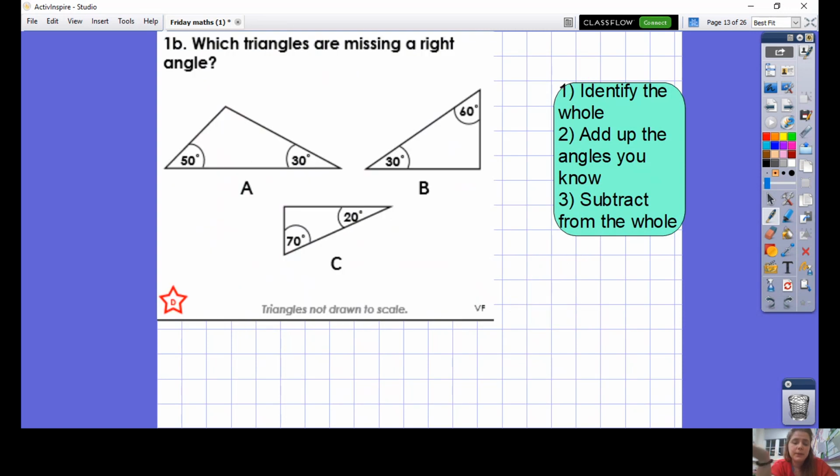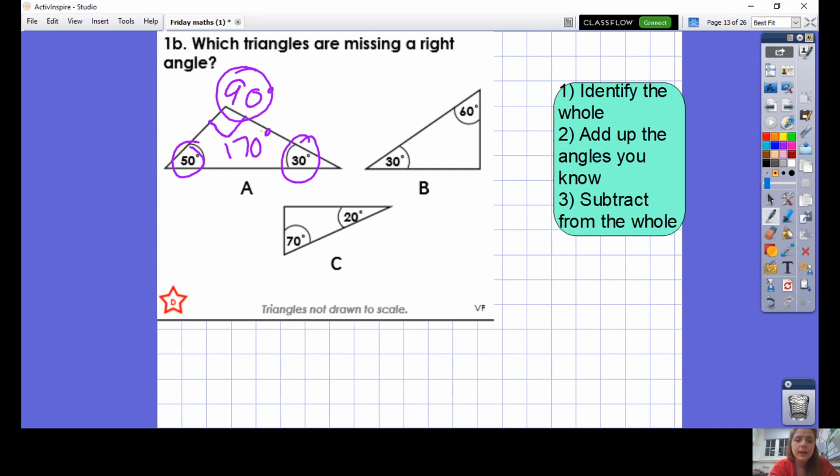Right, you may get a reasoning problem. Which triangles are missing a right angle? I'm going to go through how I do this for question A, and then you're going to decide if question B and question C are also missing a right angle. If this is a right angle, I know it will be exactly 90 degrees. So if I add up all 3 of those numbers, I need to know whether or not it's the right number for a triangle. So I do 90, add 50, that's 140, and add 30 degrees. 140 add 30 is 170 degrees.